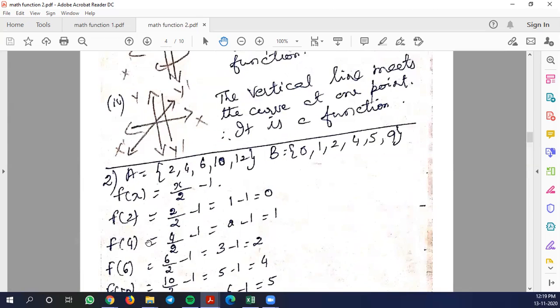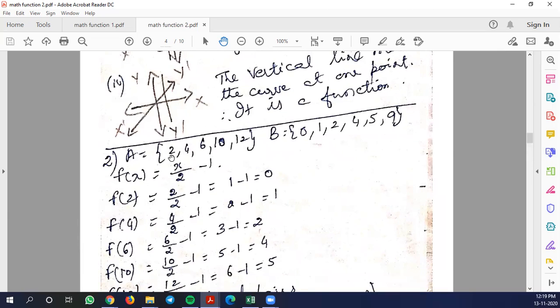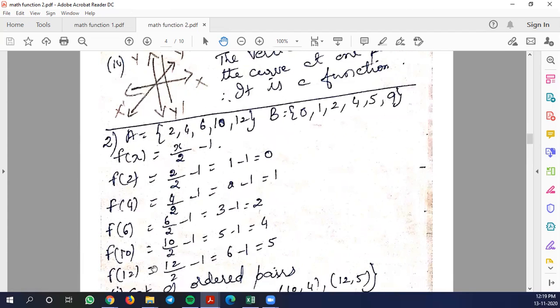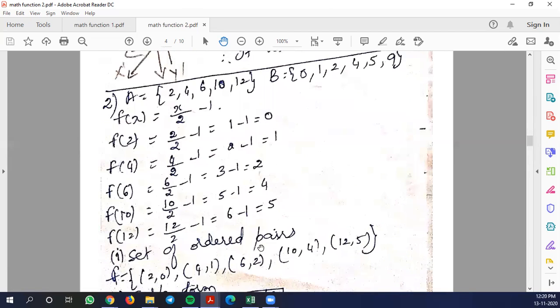So here, first you have to take the first element of the set A, f of 2. Substitute the value here, in the place of x: 2 by 2 minus 1. 2 by 2 is 1, 1 minus 1 is 0. Then f of 4, second element, 4 by 2 minus 1. 4 by 2 is 2, minus 1, it is 1. f of 6: 6 by 2 is 3, minus 1, it is 2. Then f of 10: 10 by 2 is 5, minus 1, 4. Then 12. f of 12 is 12 by 2 minus 1. 12 by 2 is 6, minus 1, it is 5.